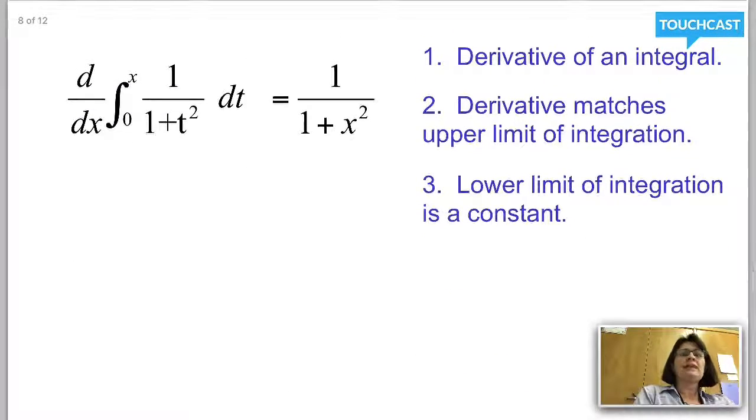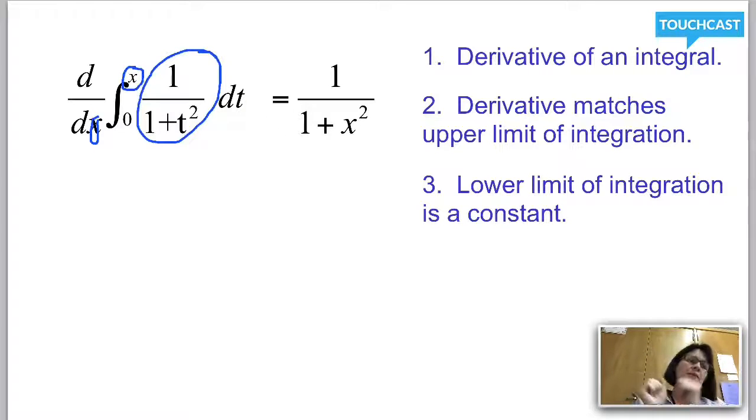All right, so try this one. I want to take the derivative with respect to x of the integral from 0 to x of 1 over the quantity 1 plus t squared, times dt. I'm taking the derivative of an integral. That x here matches my upper limit. The lower limit of integration is a constant. The derivative is going to undo the integral and give me the same function I had as my integrand, except with all the t's turned into x's. So 1 over 1 plus x squared.